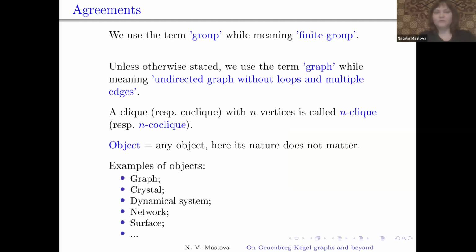And what about our terminology? During all my talk, a group will be a finite group, and each graph will be an undirected graph without loops and multiple edges. And if I consider some object, it can be an object of any nature. For example, a graph, a crystal, a dynamical system, a surface, a network, anything. What do you want?